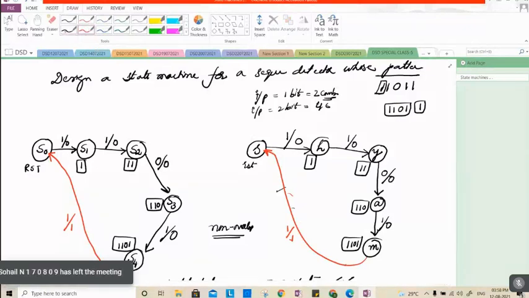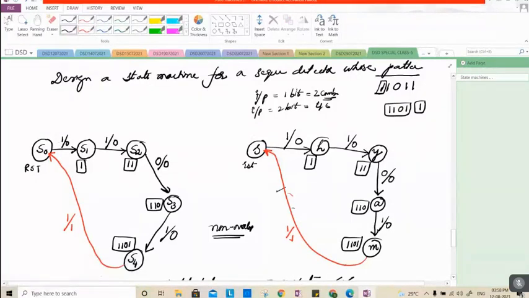Now we'll define the remaining, the pending input conditions here. So S0 will move on to S1 if input is equal to 1. What happens if input is equal to 0?